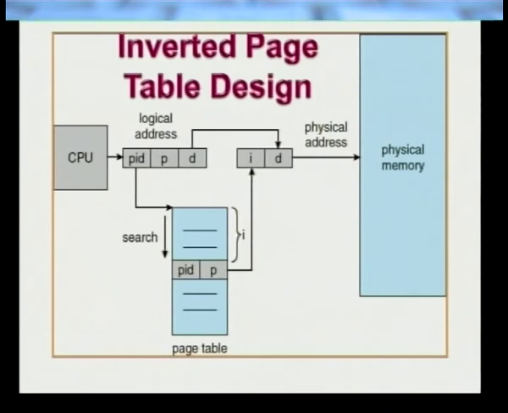This is how the inverted page table works. The process ID and P are inside your logical address. The process ID and P pair is extracted and searched inside the page table. The location where this PID-P pair is found, the I, is taken out and the I is added with your D to generate the physical address. Remember, we still retain the D, we only identify the PID-P. The location where PID-P is found is your frame number. This is how the inverted page table differs.